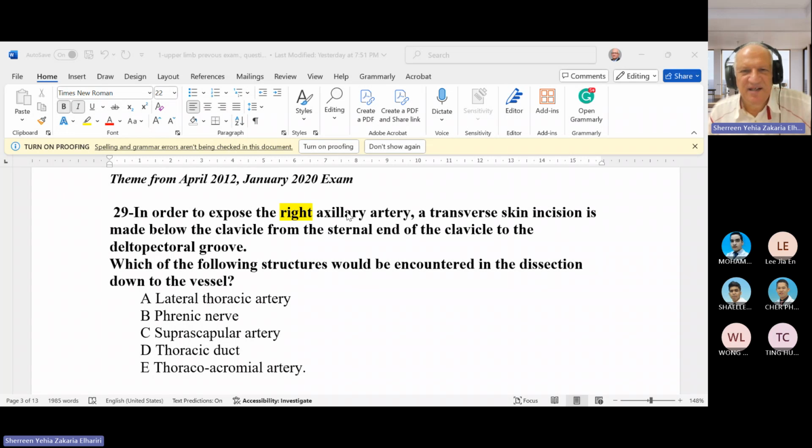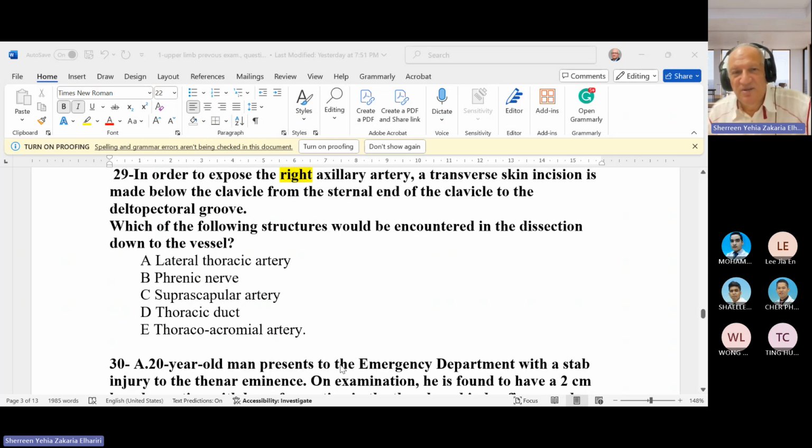For the right axillary artery, a transverse incision is made below the clavicle from the sternal end of the clavicle to the deltopectoral groove. Which of the following structures would be encountered in the dissection down to the vessels? All the other structures like phrenic are so deep, suprascapular is lower, thoracic duct is on the left side, lateral thoracic is away. So the only structure you can find is the thoracoacromial artery. So again, the thoracoacromial artery is important and can be injured during surgery.